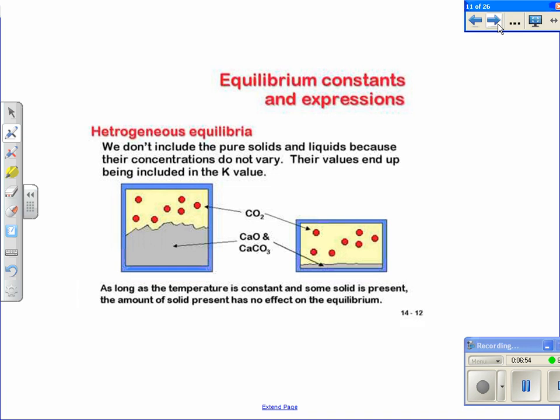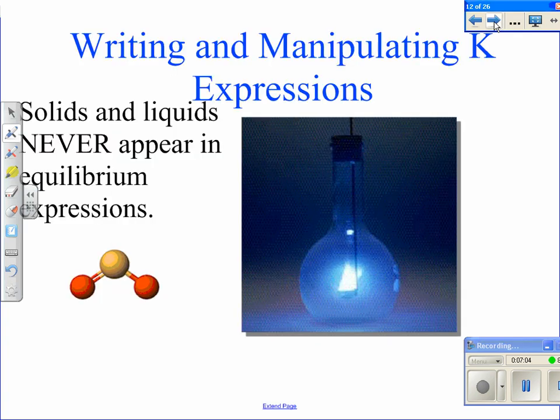Heterogeneous equilibrium. We talked about homogeneous equilibrium. That's all if it's in the same state. Hetero means different, so basically you have different states of matter combined together. The key thing to remember with heterogeneous equilibria is we never, never include solids and liquids in an equilibrium expression. So when you go to write an equilibrium expression, if there's solids and liquids in the equation, do not put them into the expression.